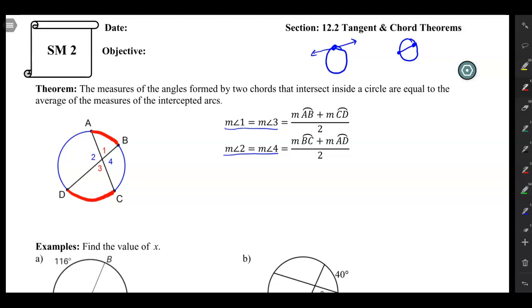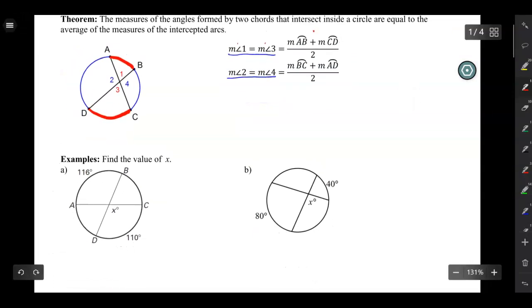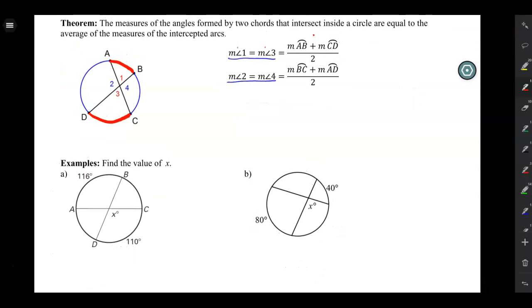measures, and in order to find the average, you would add up their two measures and then divide by 2. That's going to be the same as the measure of angles 1 and 3. So angle 1 is the same as angle 3, is the same as the average of the arcs. Same thing with 2 and 4 and their arcs. So let's maybe do an example of using this. It's kind of a wordy theorem, but it works out to be pretty nice for us.